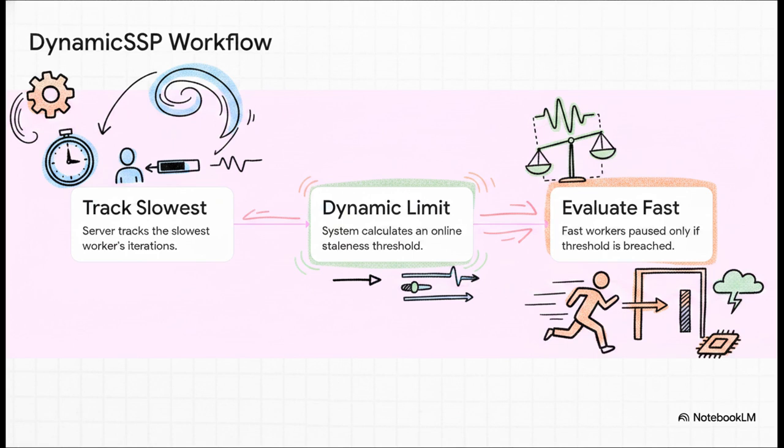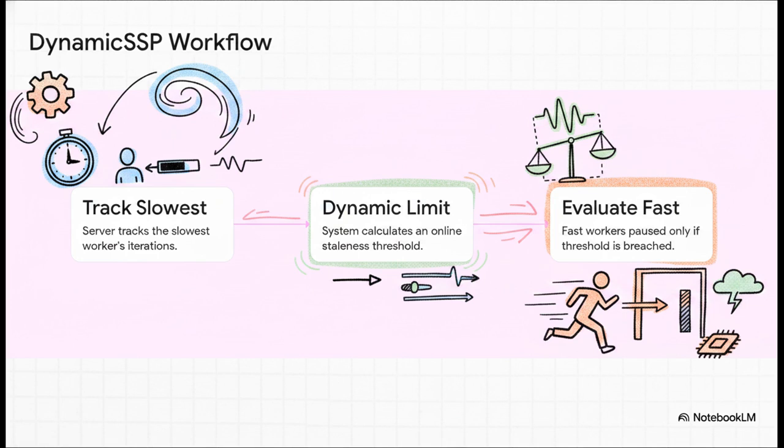So when a fast worker sends a push request, the server evaluates it against this newly computed dynamic threshold. It only halts that fast worker if it breaches that specific real-time limit. This is huge because it allows the system to seamlessly absorb transient network hiccups or temporary GPU slowdowns without unnecessarily pausing your fastest nodes.